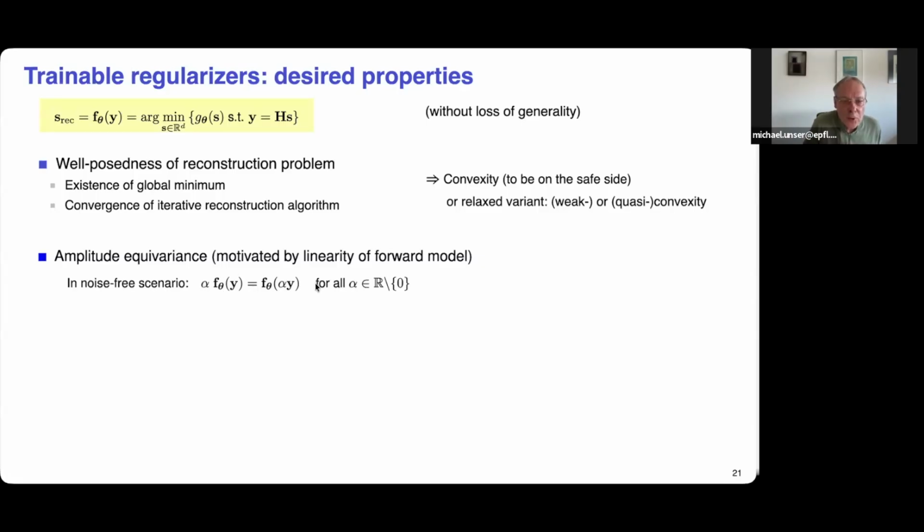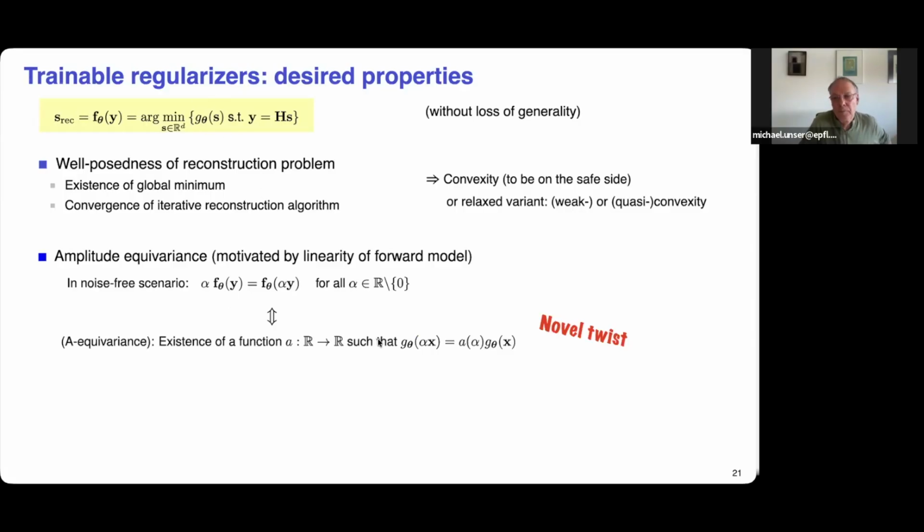So therefore, you want somehow to impose this condition here: if you have no noise, if you scale the data, you will scale also the reconstruction correspondingly. And now it turns out that this can be achieved if somehow you can pull the scaling out of the regularizer. And so that's the condition that's given here.